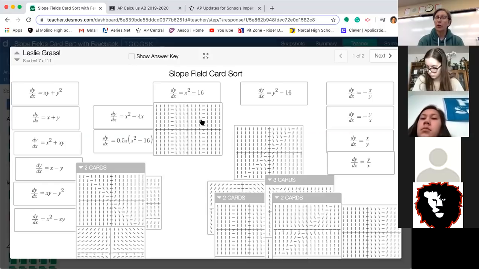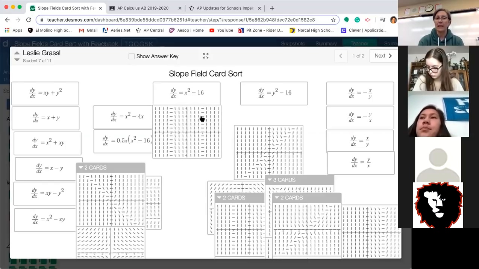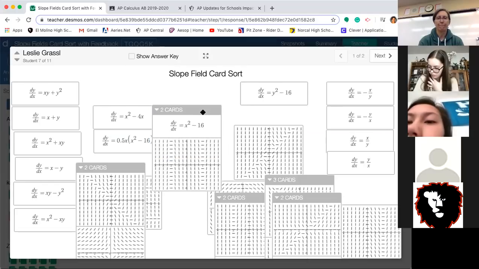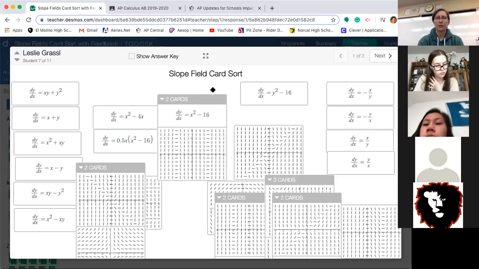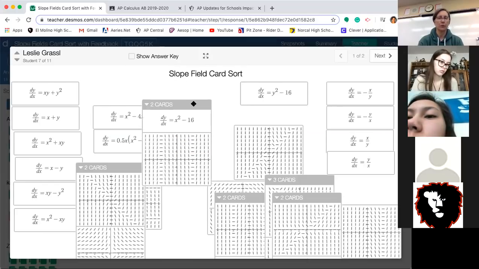Is there another one that could have slopes at 4 and -4? Come on, why aren't you grabbing? There we go. What do you guys think? Is there another one that could have slopes at 4 and -4?